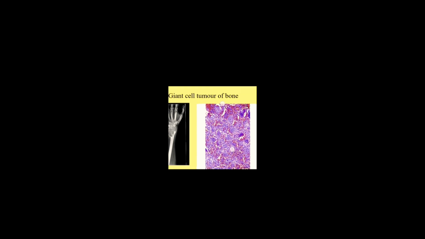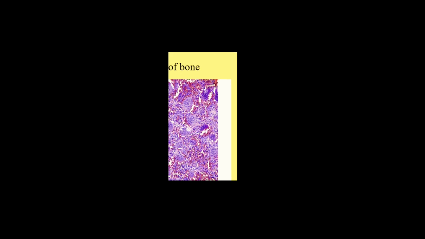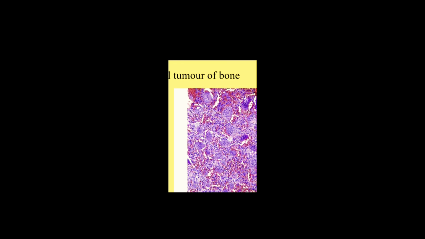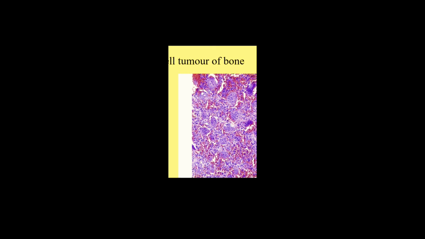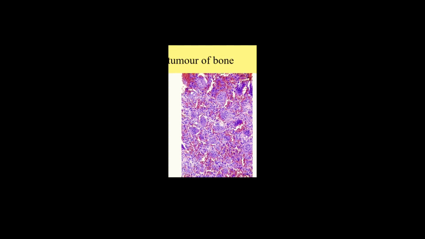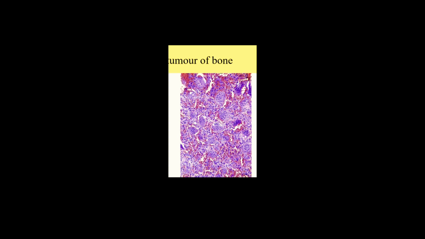Microscopically, we see giant cells. We see a lot of giant cells here and stromal cells with areas of hemorrhage. So these giant cells have multinucleation, and the stromal cells are again ovoid, uniform in shape.